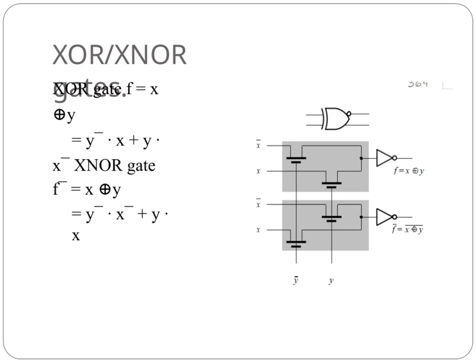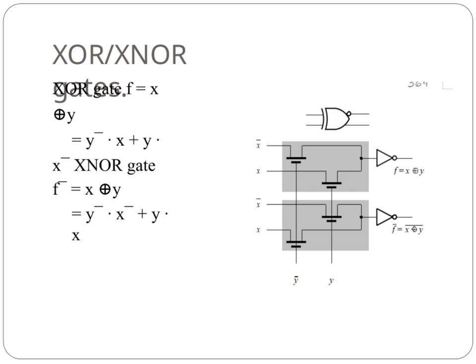Here, we're looking at XOR and XNOR gates. The XOR gate outputs true only when the inputs are different. Its function can be expressed as f equals x XOR y, which breaks down into the sum of two terms, not y and x, plus y and not x. In other words, it outputs true when either x or y is true, but not both.